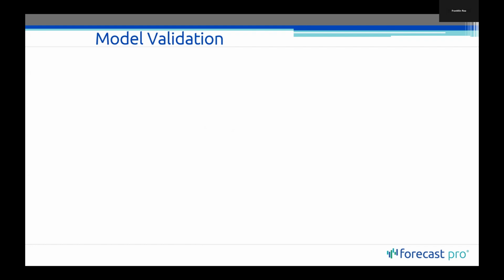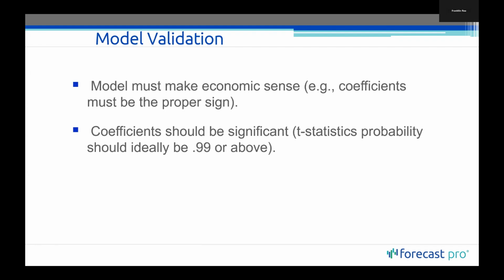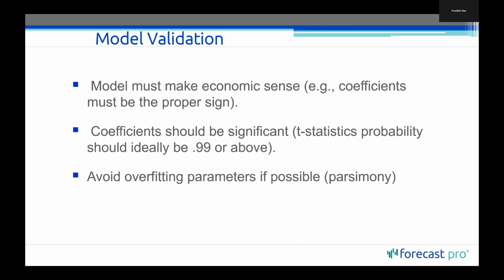Just to recap some of the things we talked about, model validation is a big part of building regression models. Your model must make economic sense when you put it together. You need to check things like, do the coefficients have the proper sign? Are they significant? Are the variables we selected significant to the model? And the other thing that is part of this when you're building a regression model is to avoid overfitting the parameters if possible.